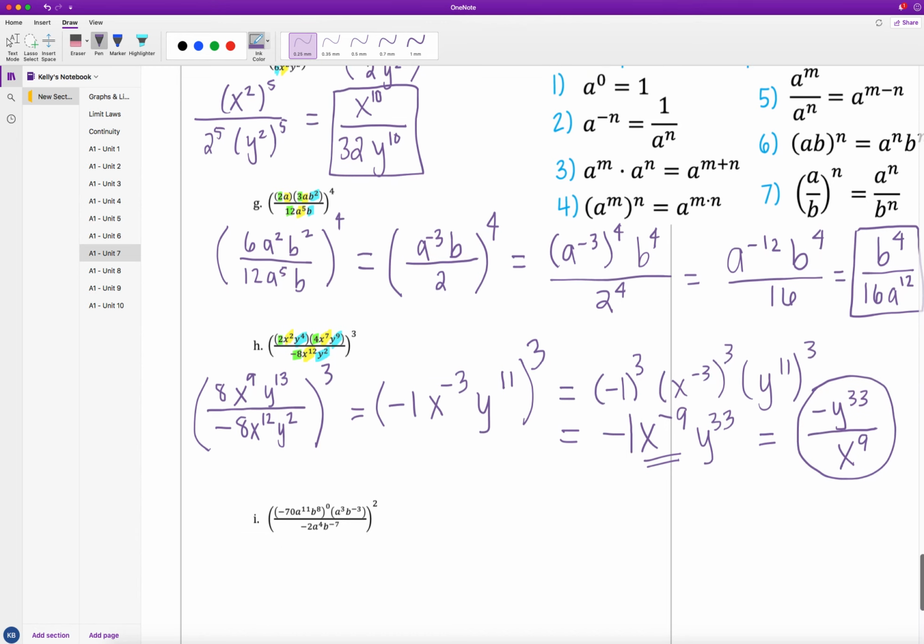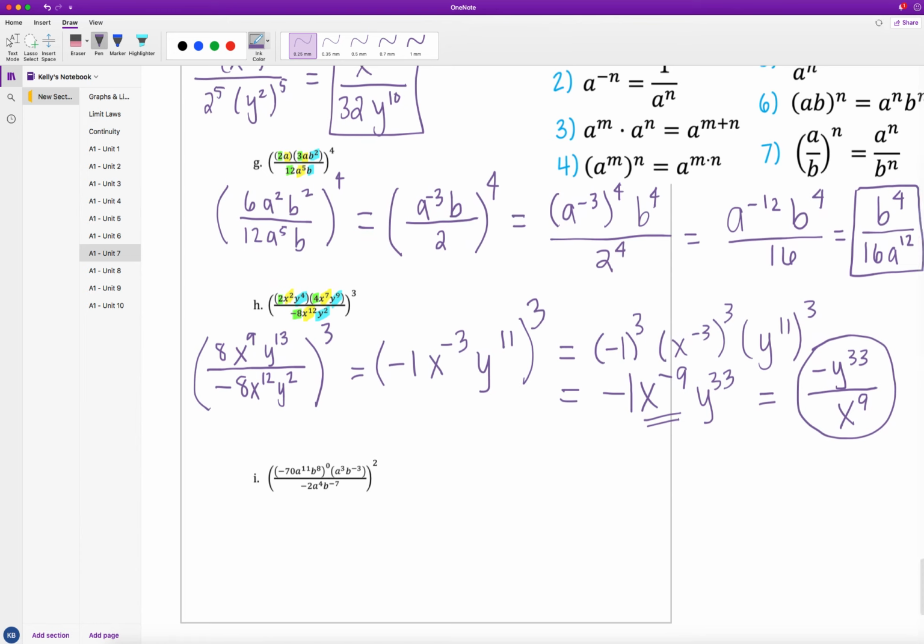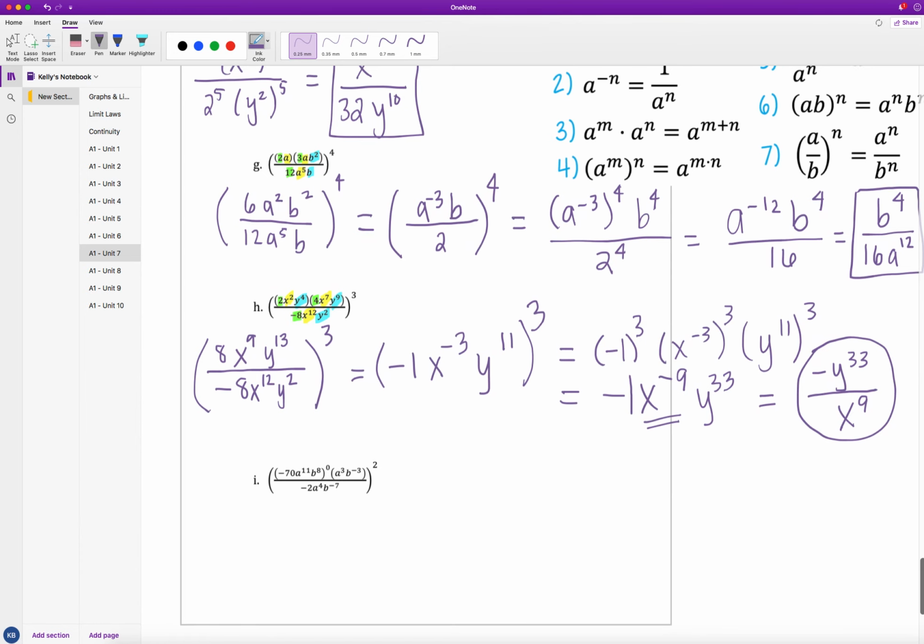Okay, from here, we want to look at our last example. So I'm going to have you pause the video and try example I on your own first. Remember, take it part by part. Work and simplify as much as you can inside the parentheses and then deal with that outside power. Okay, let's look at example I.